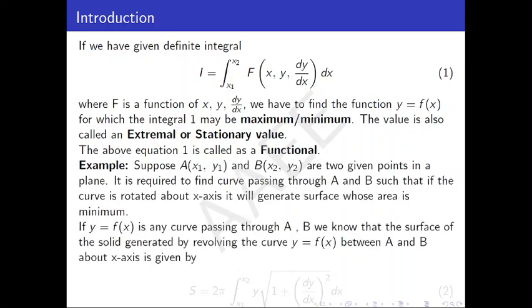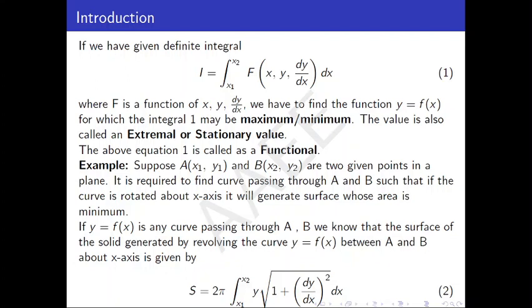For example, if s is equal to 2 pi integration from x1 to x2 of y under root of 1 plus (dy by dx) the whole square with respect to x, and if you want to extremize this integral, let us choose the points a (x1, y1) and b (x2, y2). Then to extremize this, we find the curve passing through a to b such that it minimizes the value of the integral.